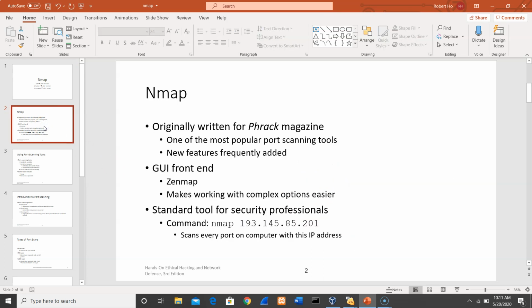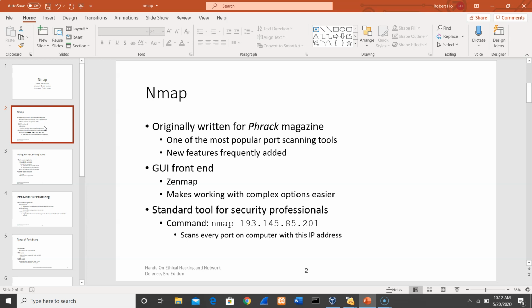Nmap was originally written by Fyodor. It is one of the most popular port scanning tools, and new features are frequently added. The GUI front end is called Zenmap, which makes working with complex options much easier. It is the most standard tool for security professionals. For example, you can run an Nmap scan against 193.145.85.201, and it will scan every port on the computer with this IP address.